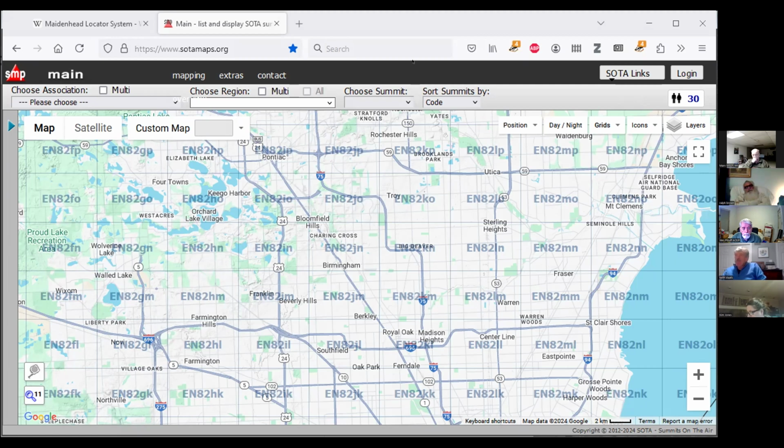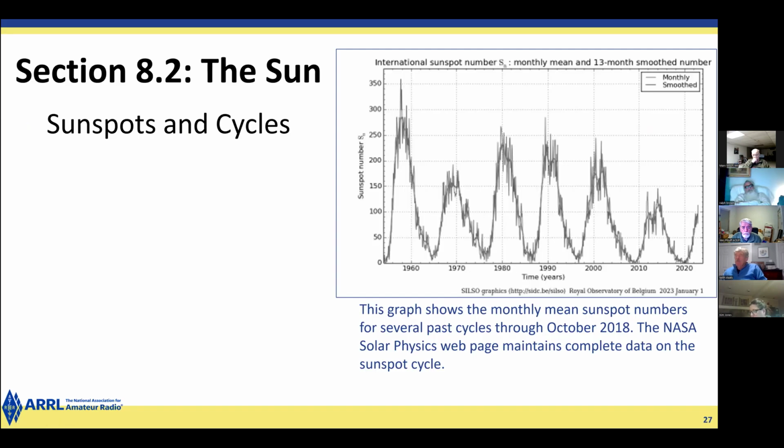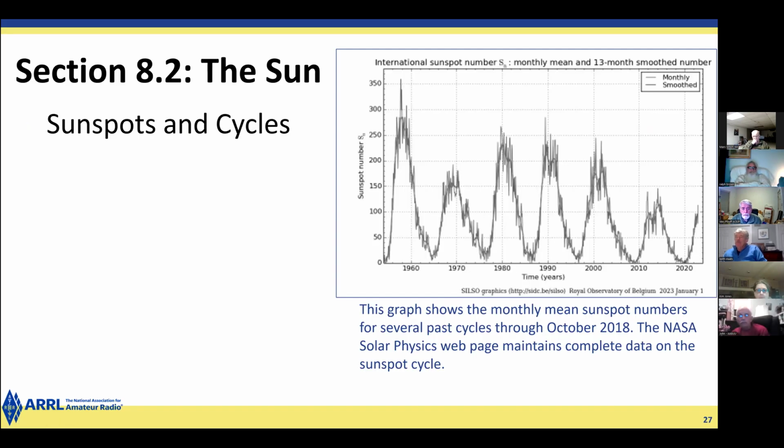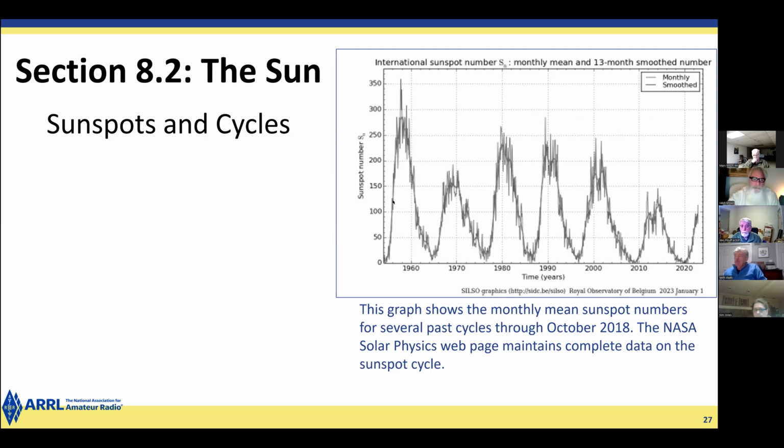So we're going to talk about the sun and its effect on propagation. All right, where is it? Slideshow. All right, so is everybody seeing the slide there that says section 8.2? Yes.